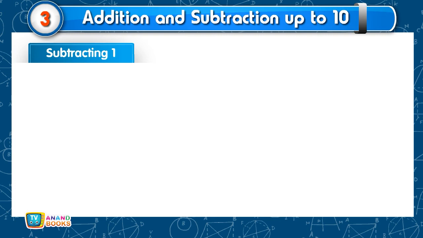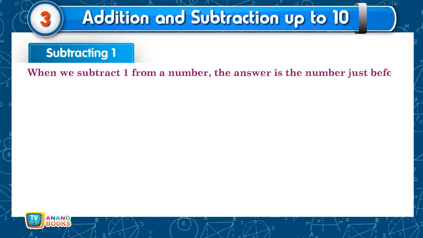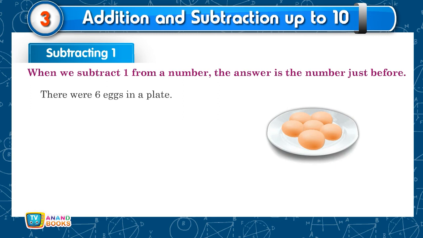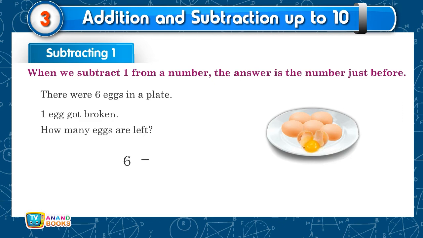Subtracting 1. When we subtract 1 from a number, the answer is the number just before. There were 6 eggs in a plate. 1 egg got broken. How many eggs are left? 6 minus 1 is equal to 5. Thus, 5 eggs are left.